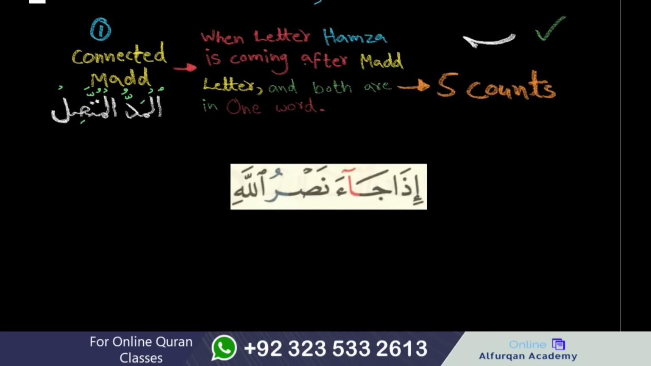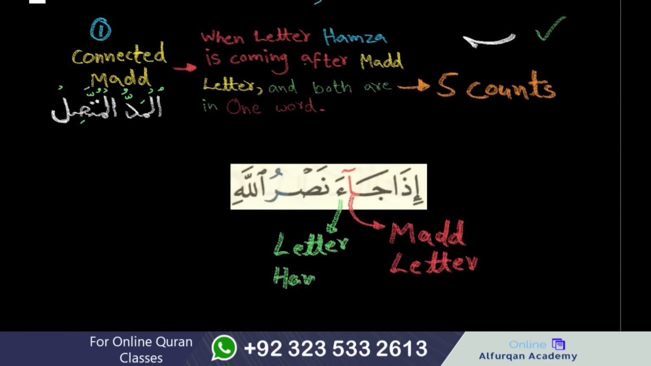Now let's take a few examples. In this example, you can focus on this word. Here, as you can see, letter Jim has fatha, and after that is letter alif, and this alif becomes a mud letter, and after that you can see letter hamza is coming, which means we are going to make the Ja sound for 5 counts. And also the mud sign is written on top of alif. So this word becomes Ja'a.